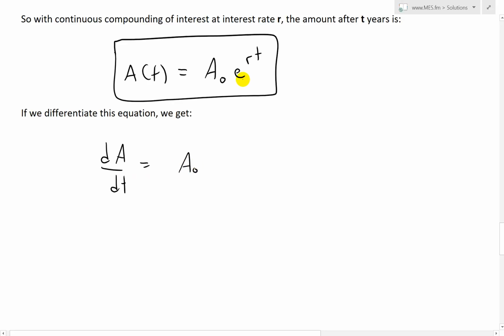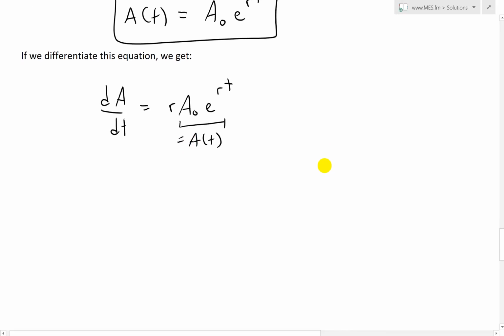So the derivative of e^(rt) is itself. Remember that r is constant. So the derivative of e to the power of whatever is itself, but then you have to multiply by the inside, applying the chain rule, so the constant r comes down. So we have this r A0 e^(rt). And again, this is just our function again, that's just our A of t. So in other words, this is just r A of t.